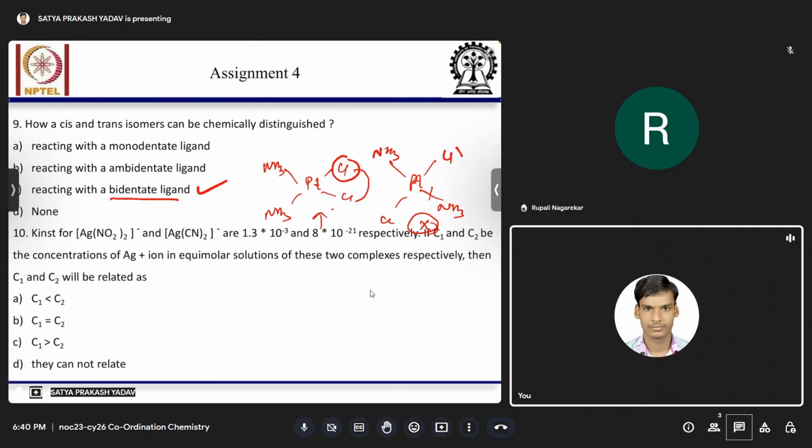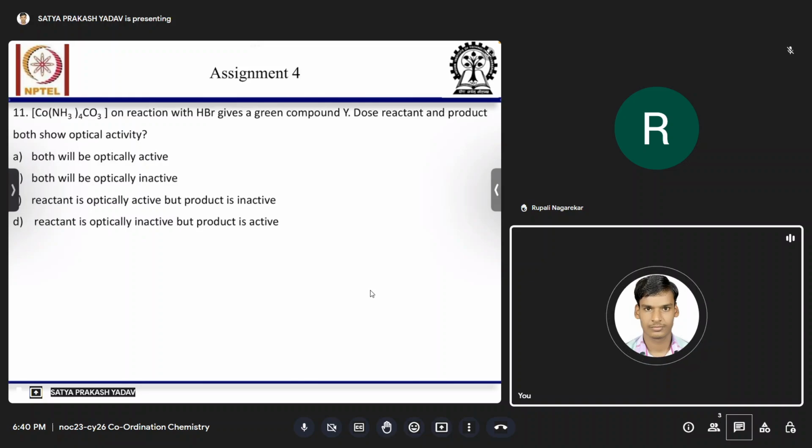Both are the same for AgNO3 and NO2. I think you can just practice it again. It will come even greater than K2, whatever the previous reaction we had. Again, [Co(NH3)4CO3] on reaction with HBr gives a green complex Y. Do the reactant and product both show optical activity?